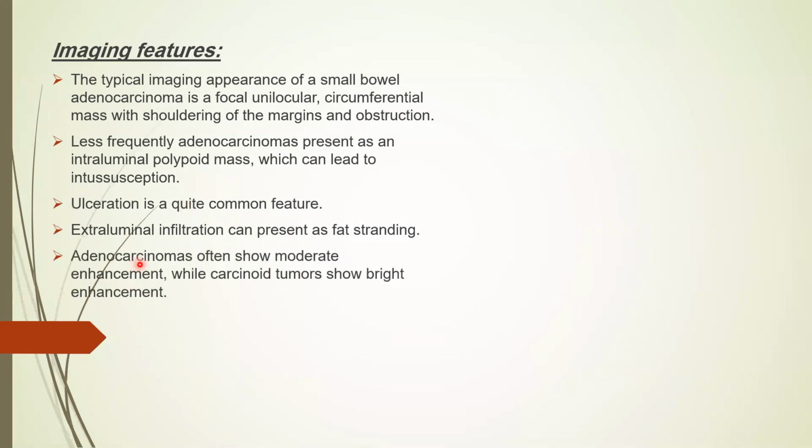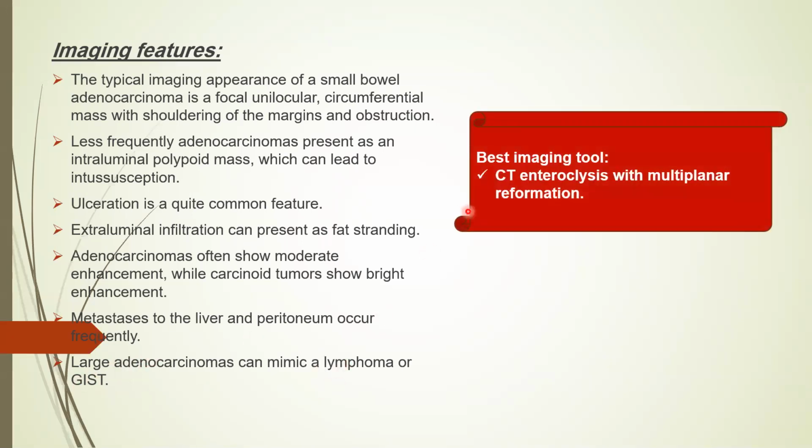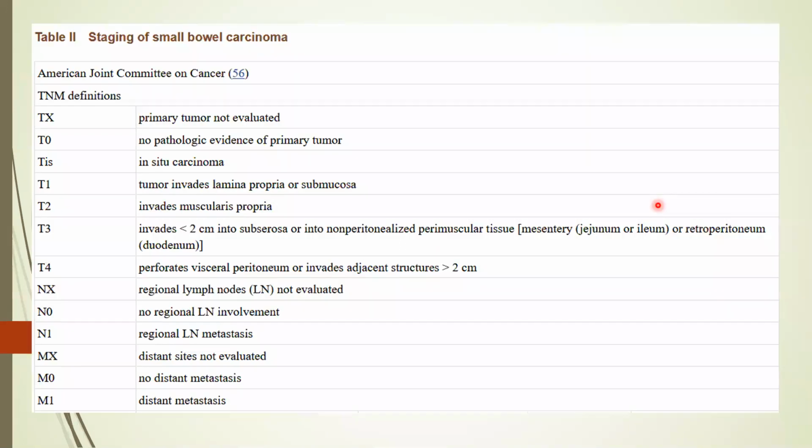The enhancement is moderate, unlike carcinoid, which shows bright enhancement. Metastasis to the liver and the peritoneum may occur. Large adenocarcinoma may mimic lymphoma. The best imaging tool is CT enterography with multiplanar reformation. This is the TNM staging of small bowel adenocarcinoma.